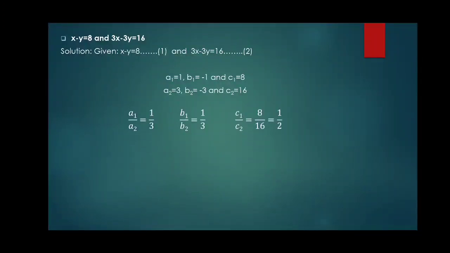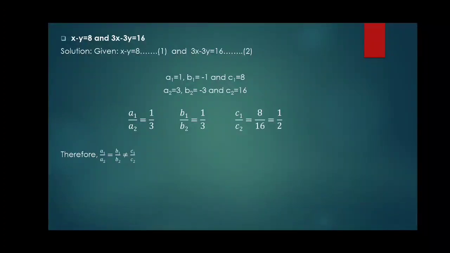Now the ratios: a1 by a2 is 1 by 3, b1 by b2 is minus 1 by minus 3, minus minus cancels out, we have 1 by 3, and c1 by c2 is 8 by 16. On reducing the fraction, 8 ones are 8 and 8 twos are 16, so we get 1 by 2. So the ratio a1 by a2 is equal to 1 by 3, which is equal to b1 by b2, 1 by 3, but not equal to c1 by c2, which is equal to 1 by 2. So a1 by a2 equals b1 by b2, not equal to c1 by c2.